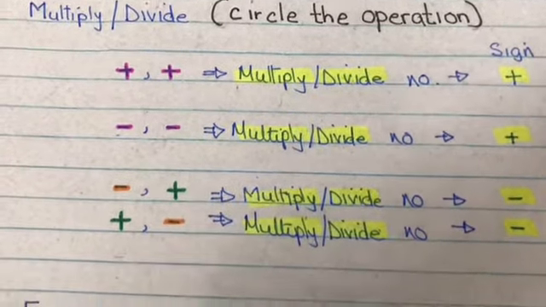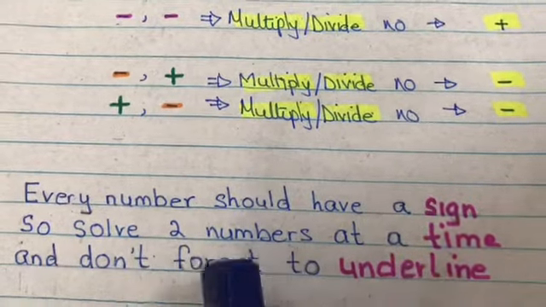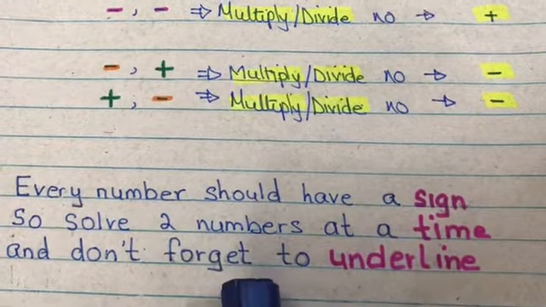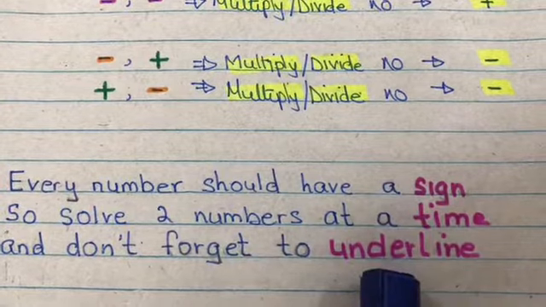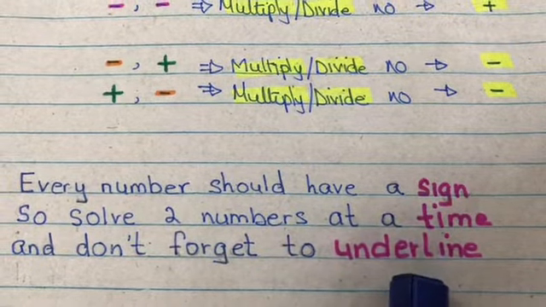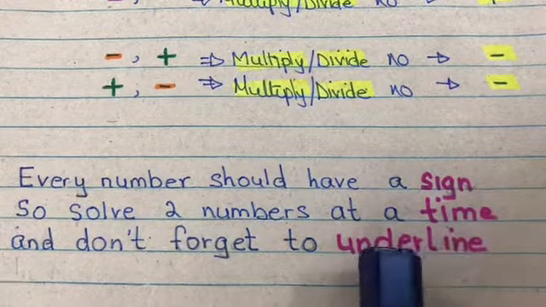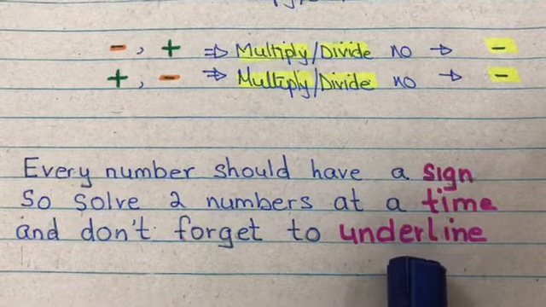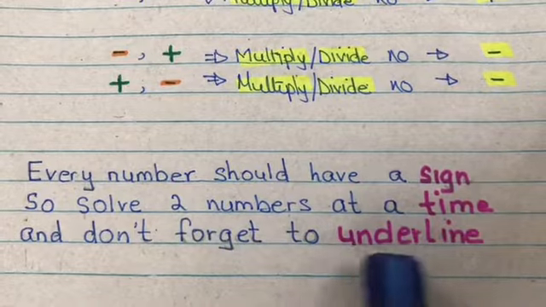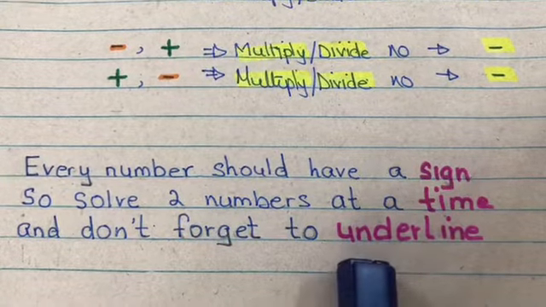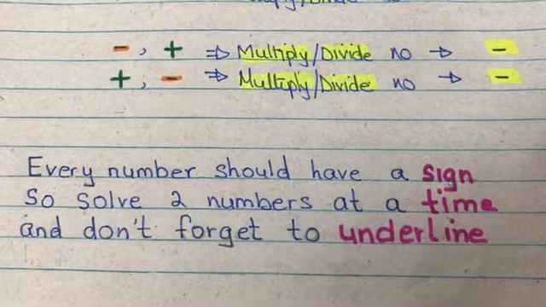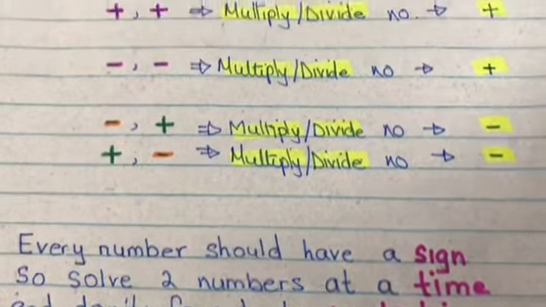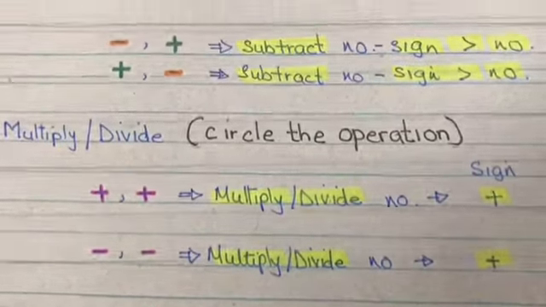And of course you also have to remember these 2-3 lines which some children are not following: you have to have a sign with every number. You have to solve 2 numbers at a time to avoid any calculation error, and of course you have to underline as well. So this is why I'm showing you the first page again and again.